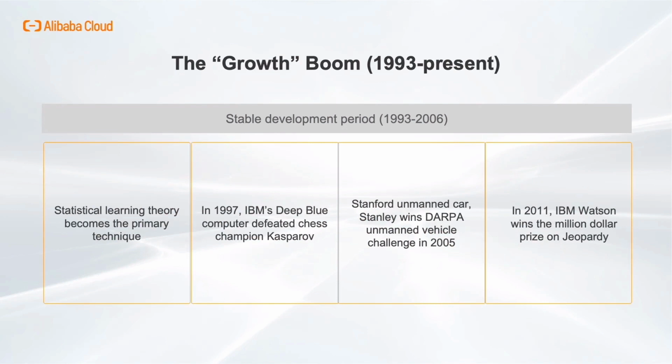Since 1993, it has been the third wave of artificial intelligence. The period of stable development from 1993 to 2006, statistical learning theory became the main means. In 1997, it took IBM's Deep Blue just 90 moves to defeat world chess champion Garry Kasparov, a stunning finale to an epic week-long battle of man versus machine.